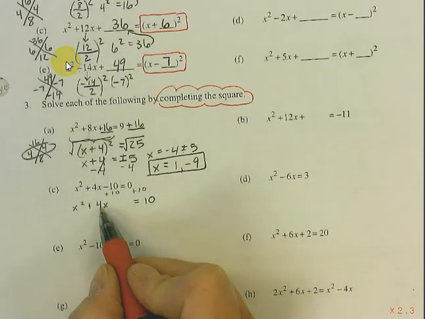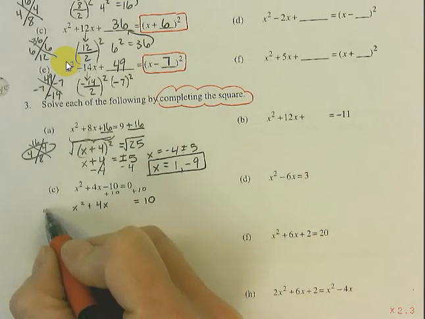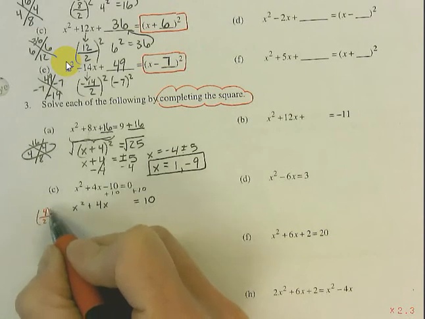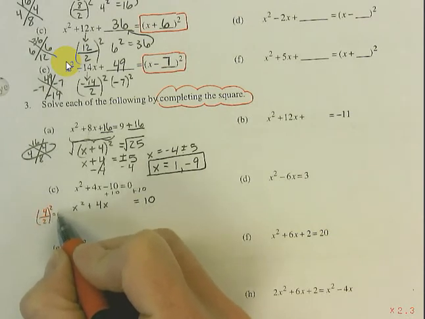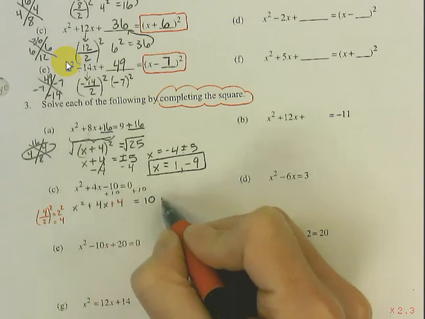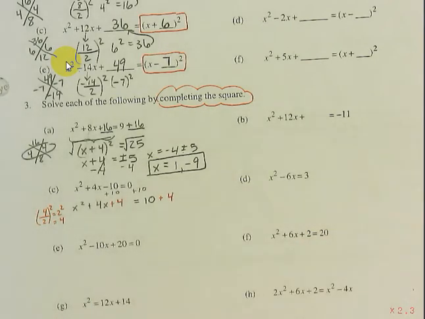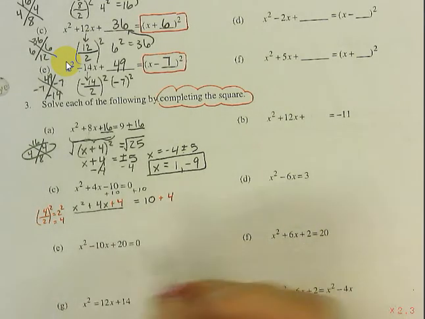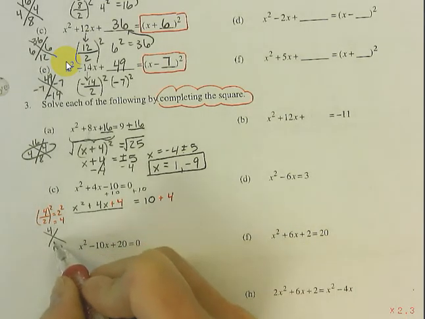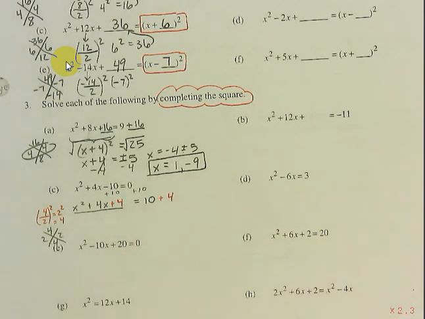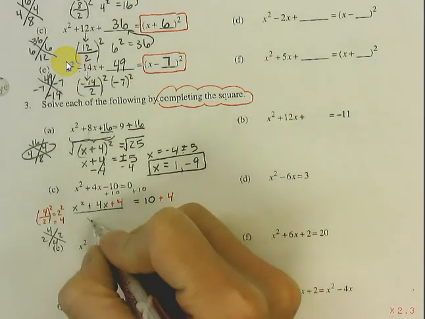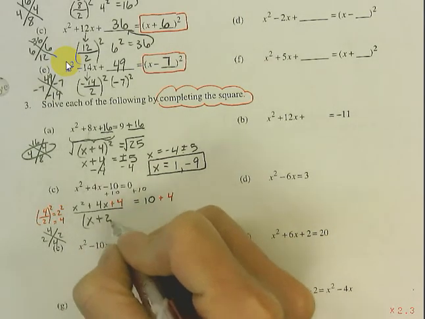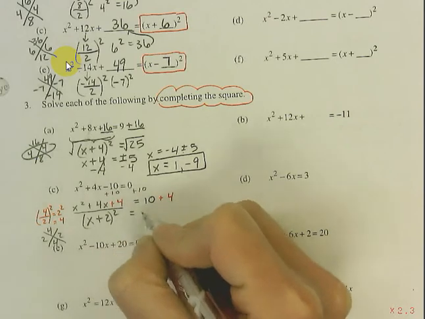And we complete the square with 4. So I'm going to take 4, half of 4, and square it. So that's 2 squared, or 4. I'm going to add 4 to both sides. And if I did it right, this side should factor nicely. Multiplies to be 4, adds up to 4, 2 and 2. So it should factor to be x plus 2 quantity squared equals 14.